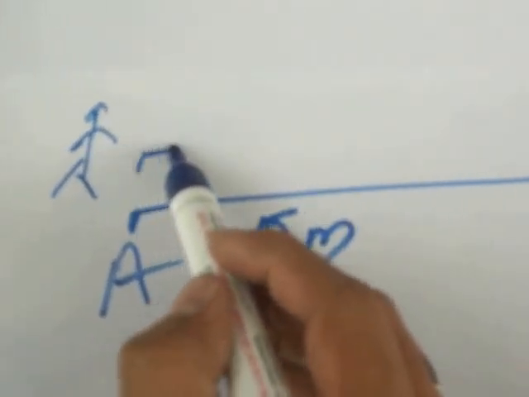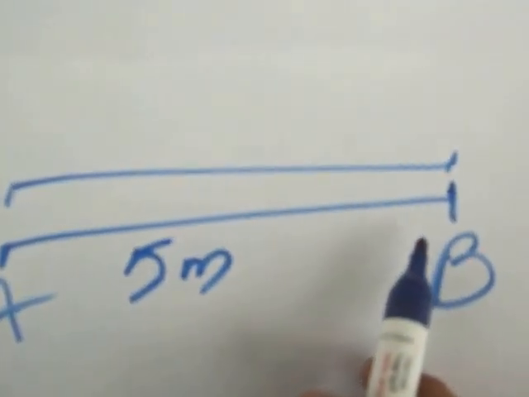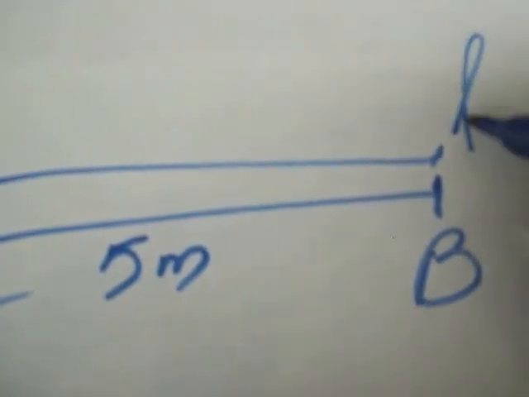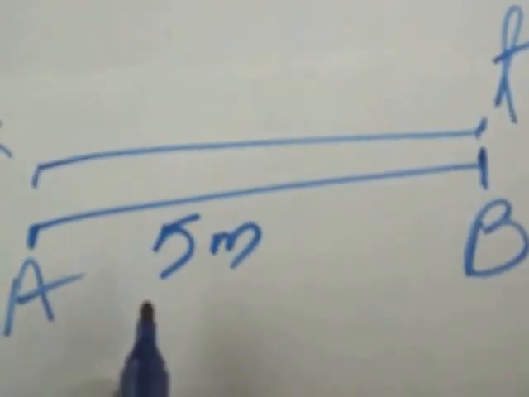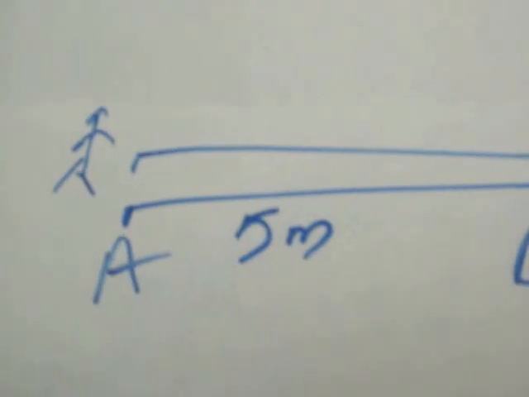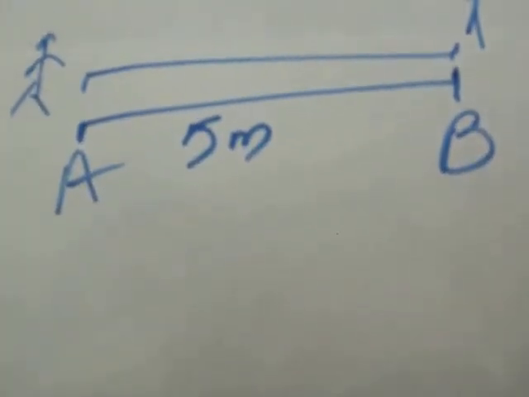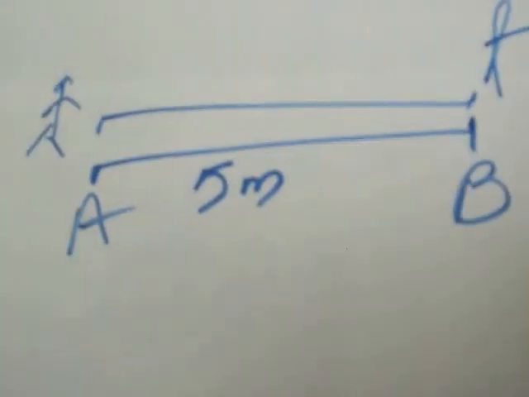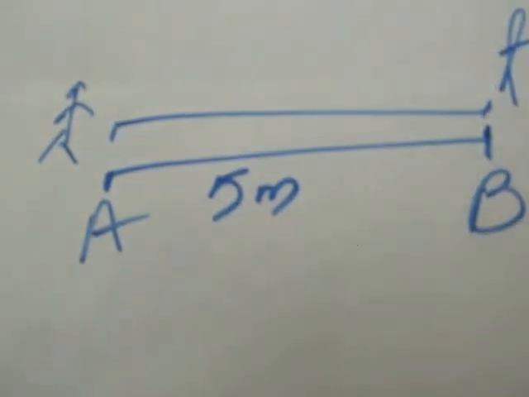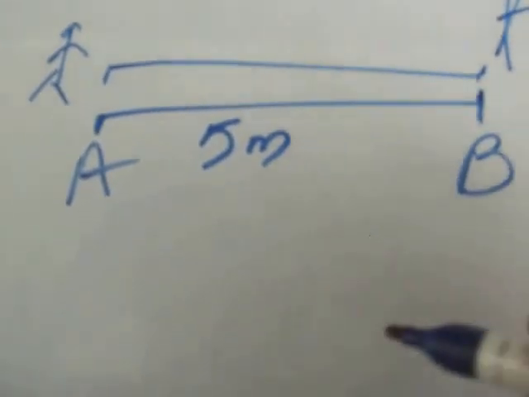travels from A to B in time t, then AB is the distance. The 5 meters is the distance between A and B. There's a slight difference between length and distance.